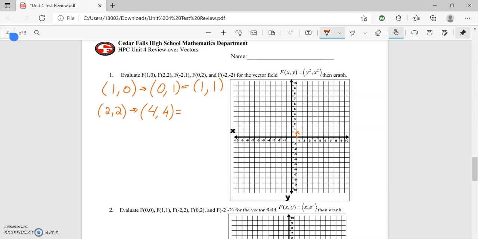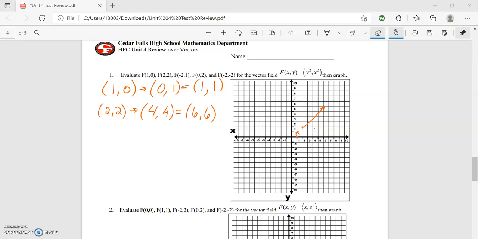From there, we go over 4 to the right and up 4. So 1, 2, 3, 4, 1, 2, 3, 4. And we make our vector. Now, if you were to add those components together, 2 and 4 is 6, 6. So let's check. Well, there's our 6 and our 6. So everything checks out. We're good to go.